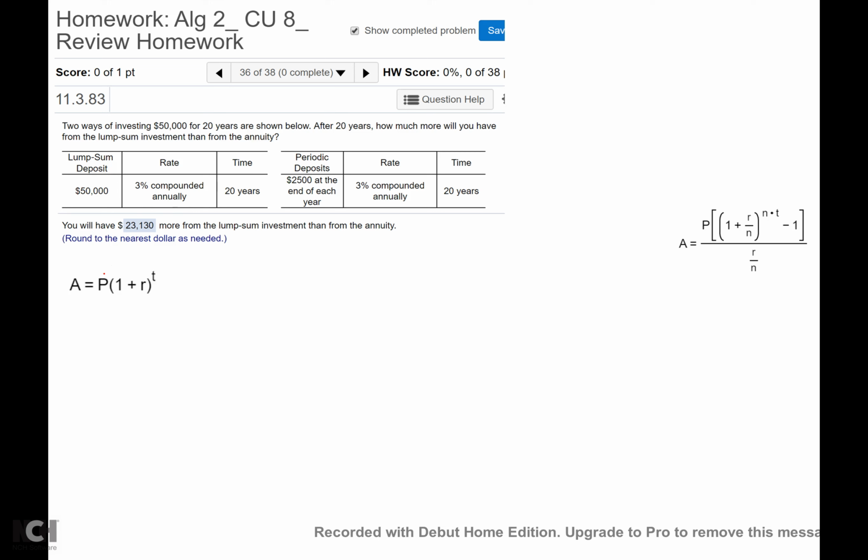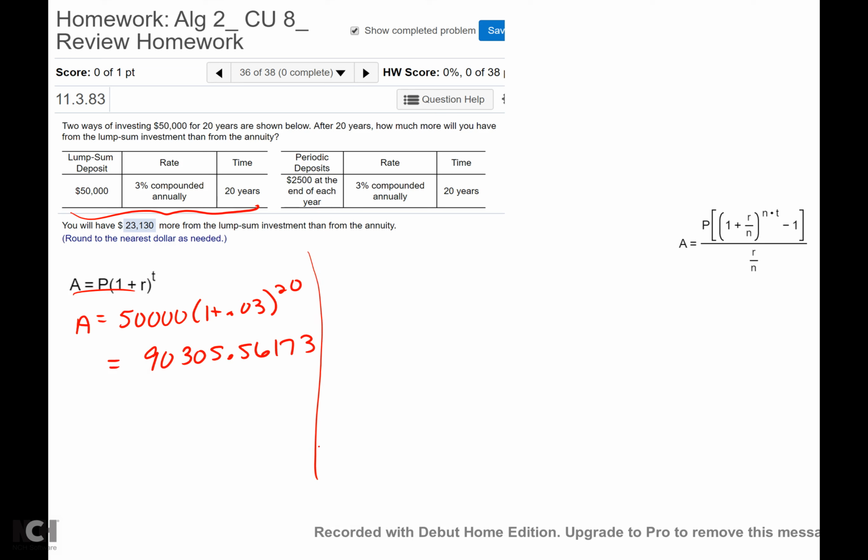For the lump sum, the amount will be his deposit, $50,000, times 1 plus 0.03 to the 20th power. So if I do that math, 50,000, parentheses, 1 plus 0.03, parentheses, caret 20, I get 90,305.56173. That will be if he just does a lump sum at 3% for 20 years.